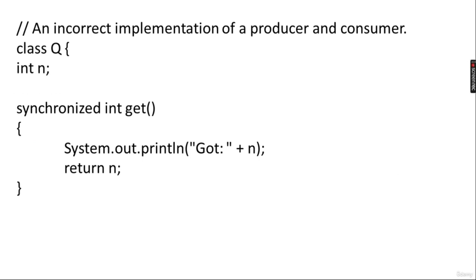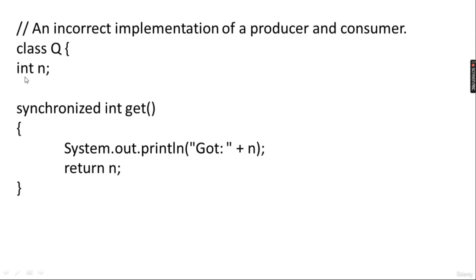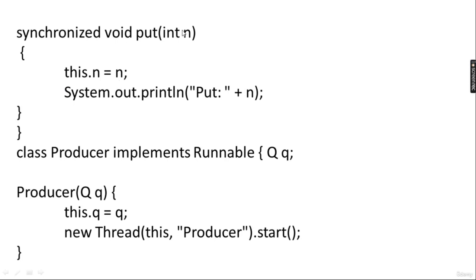This is an incorrect implementation of producer and consumer. Class Queue. Now, synchronized int get with System.out.println. This is a synchronized method, and whatever value we get, we return in integer format. The second method is also synchronized, that is the put method. One is writing to it and the other is reading from it. Then this.n = n. This is the integer parameter we have passed, and the local variable n will be initialized to this particular n, and we are printing put n.